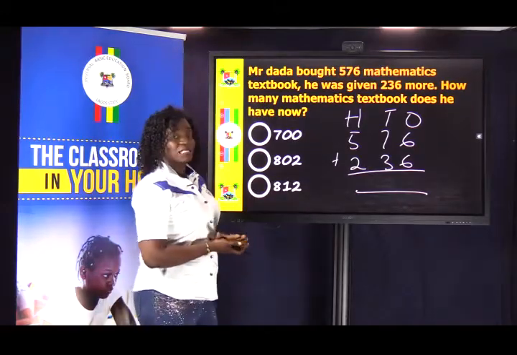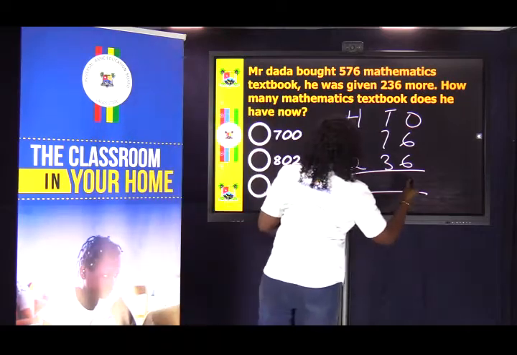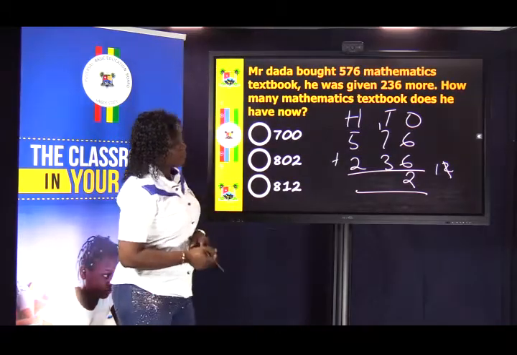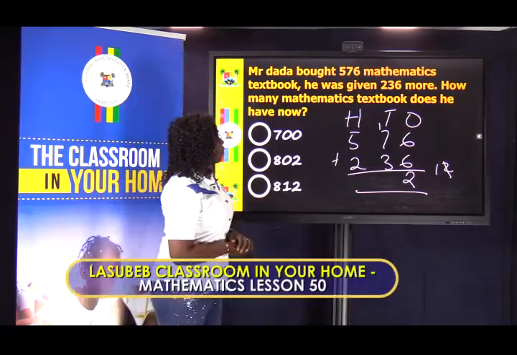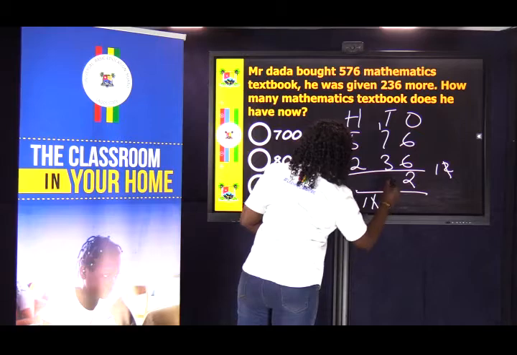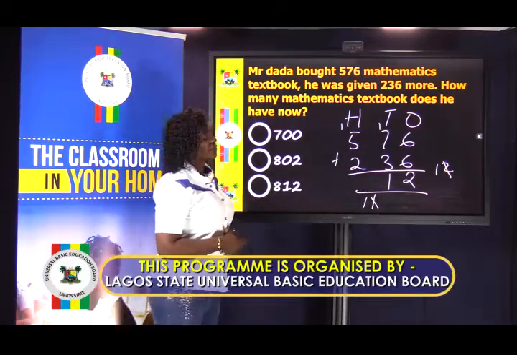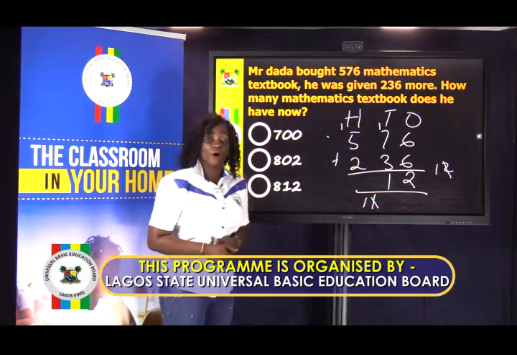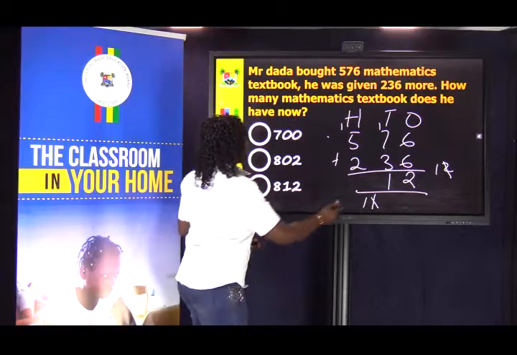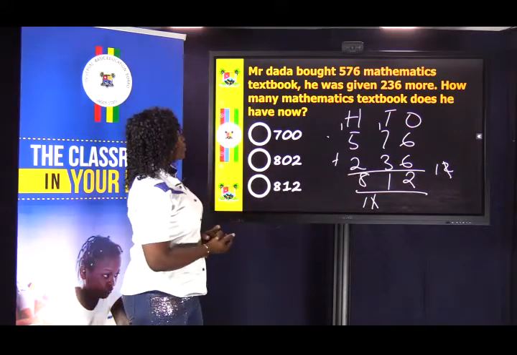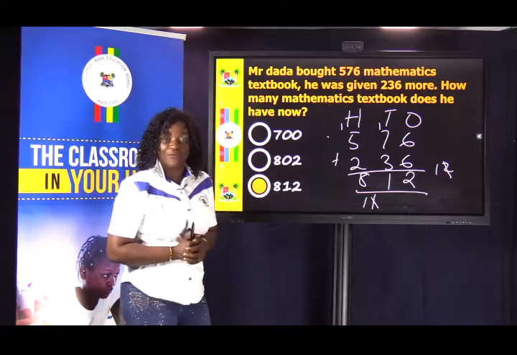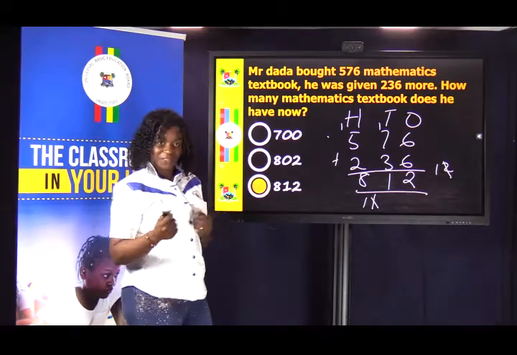So let's add. 6 plus 6, we have 12. You write down 2, and we regroup 1. 7 plus 3, but you start adding from the one you regrouped. 1 plus 7 is 8. 8 plus 3 is 11. 11, you write down 1 and regroup 1. 1 plus 5, where did I get this 1 from? From the tens column where I regrouped. 1 plus 5 is 6. 6 plus 2 is 8. So how many textbooks does Mr. Dada have now? He has 812. Are we together?